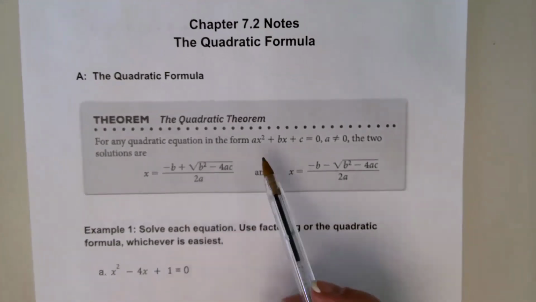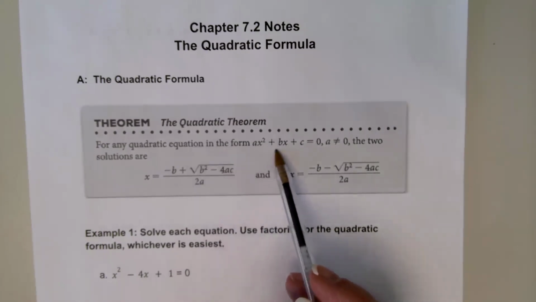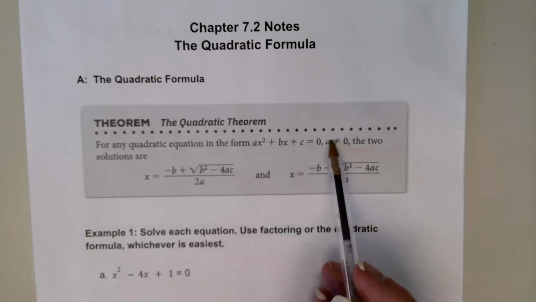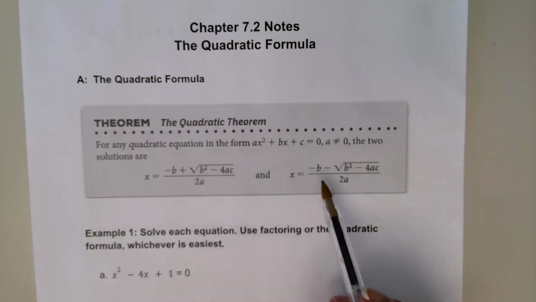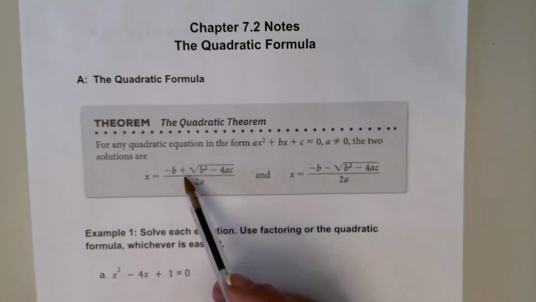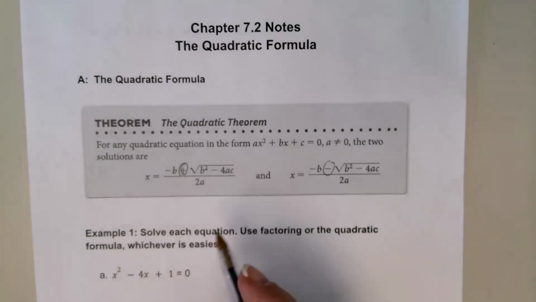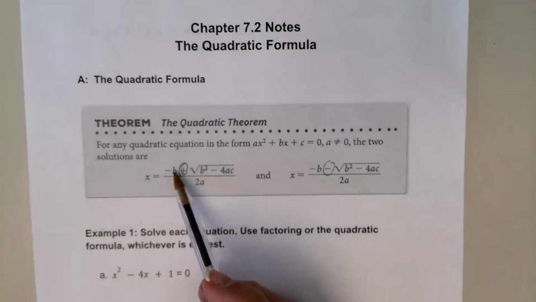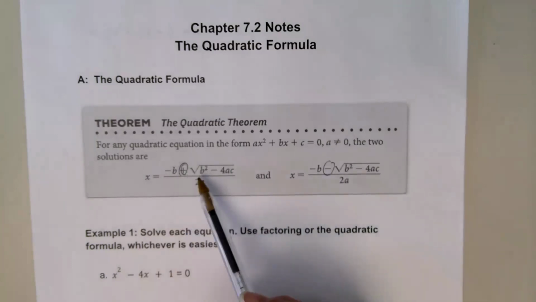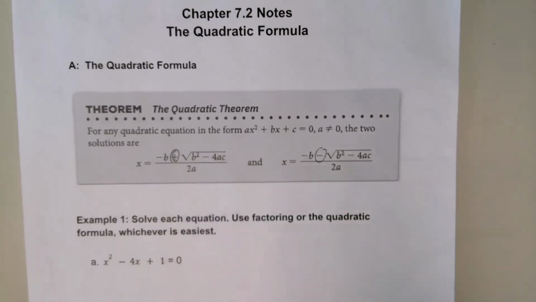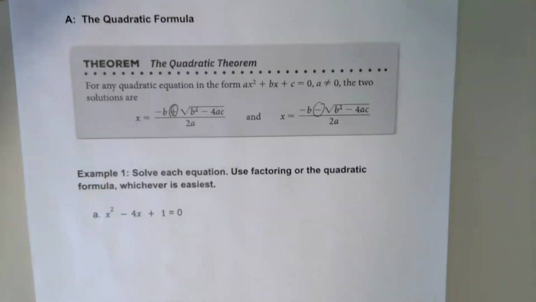But to use the quadratic formula, we have to have our quadratic equation in this format: ax squared plus bx plus c equals 0, where a cannot equal 0. And so these are the same solutions, except one is the positive right here and one is the negative. So we have to take the opposite of b plus or minus the square root of b squared minus 4ac. Make sure that's all under the square root. And then all of that is the numerator divided by 2a. So let's just jump in and solve a few of these.